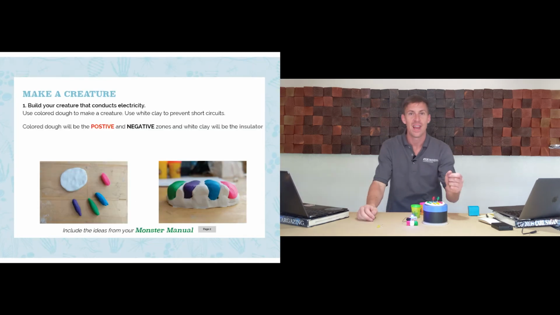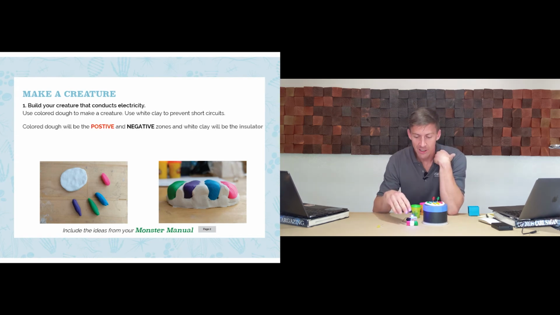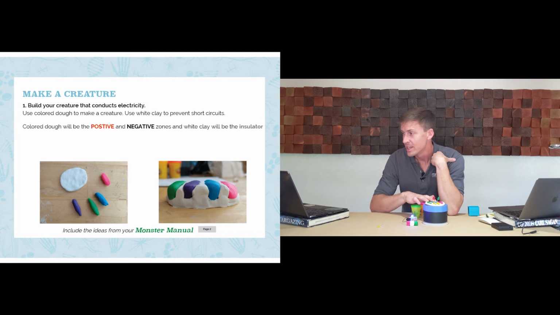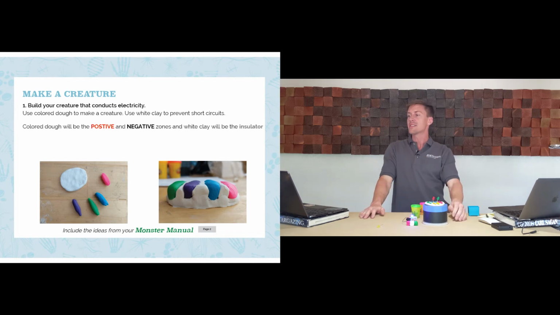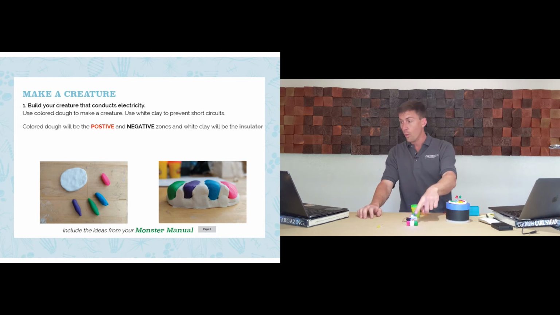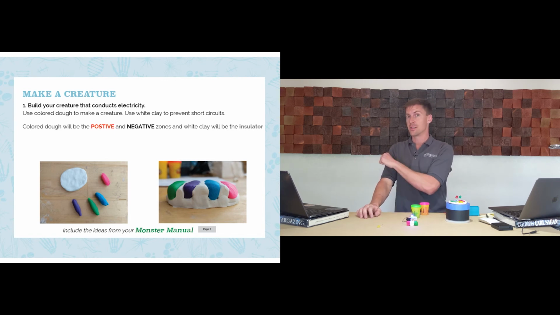All right, so now it's your turn to turn our little experiment into an actual part of your monster story. So, to build a creature that conducts electricity, use your colored dough to make a creature. Use the white clay to prevent short circuits. The colored dough will be both positive and negative zones, and the white clay will be the insulator. Make sure you include those ideas from page 1 and 2 of your monster manual.